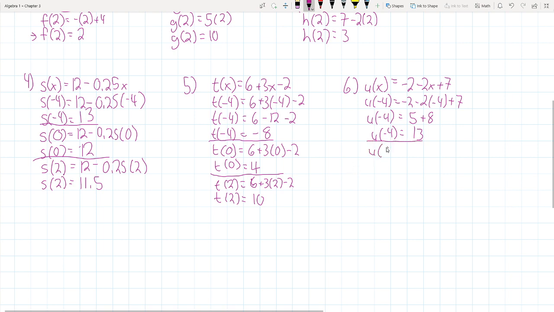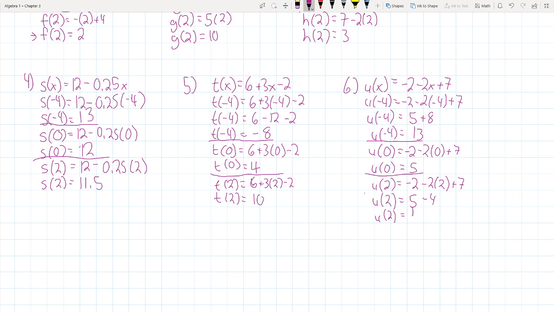Alright, let's do u of 0. So negative 2 times 0 plus 7, that's 0. So u of 0 equals 5. Alright, let's do one more. So u of 2 equals negative 2 minus 2 times 2 plus 7. So u of 2, again, that makes 5, so I know that. So minus 4. So u of 2 equals 1.